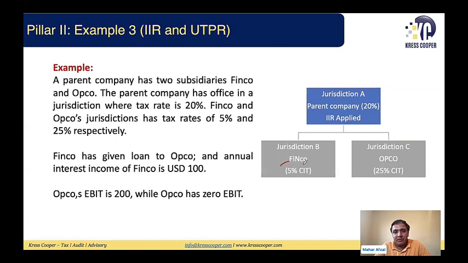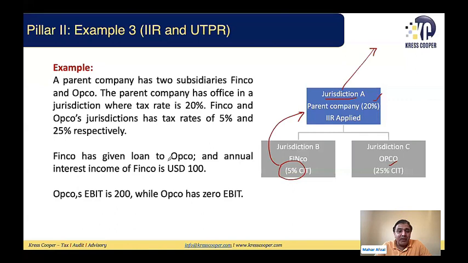Here is the issue, because this company is paying 20%, this company is paying 25%, this company is paying 5%. As per the income inclusion rule, if the parent company is applying IIR, the parent company needs to include their income in its income, calculate the differential amount of tax, and pay it to the tax authorities in their jurisdiction.